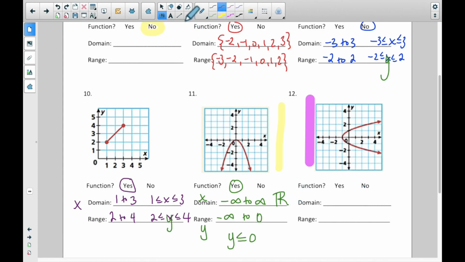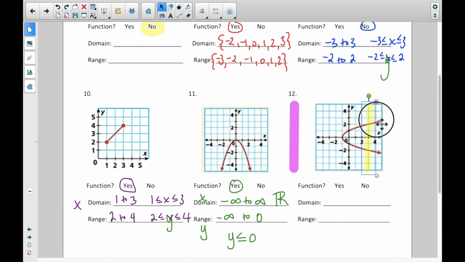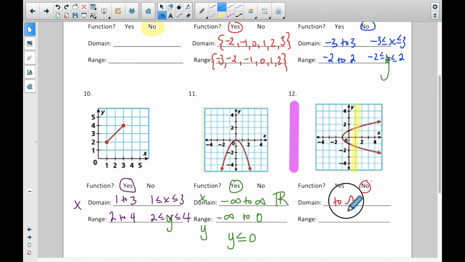Okay, last example. Does it pass the vertical line test? No, it does not. If it did, let's talk about the domain. The domain is the x values. It goes from here, from 1 all the way up to positive infinity. Once again, these arrows. So in other words, the domain would be everything greater than or equal to 1. The range, it's just not even a function, so let's just not even go there.